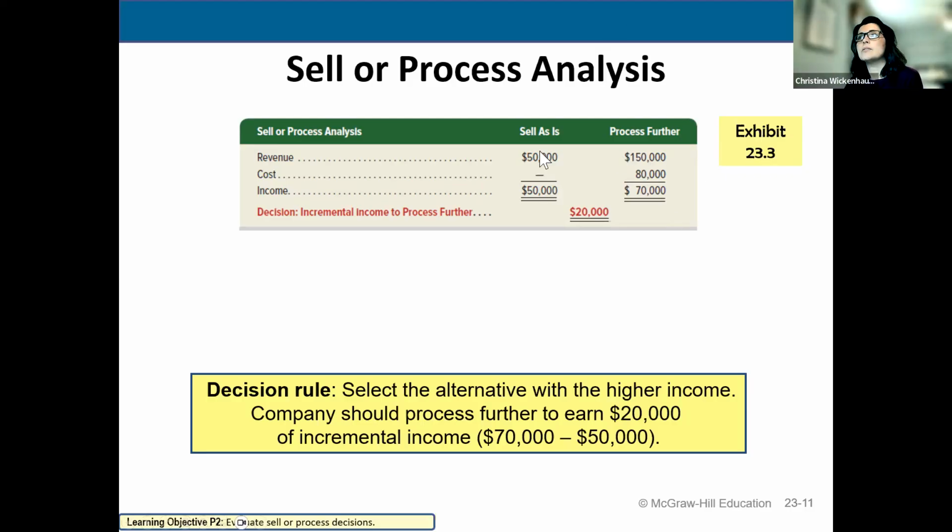So now if I want to process it further, I'm going to be able to get a lot more revenue from that finished product, but my costs are going to go up. My additional costs are estimated to be $80,000 in order to process it further. So we can see our net income if we sell it as it is is 50,000 versus if we process it further, it's 70. So even though we have to spend 80,000, we are going to earn $20,000 more. We're going to want to go ahead and do that because we'll cover those additional $80,000 and we will earn an additional $20,000.